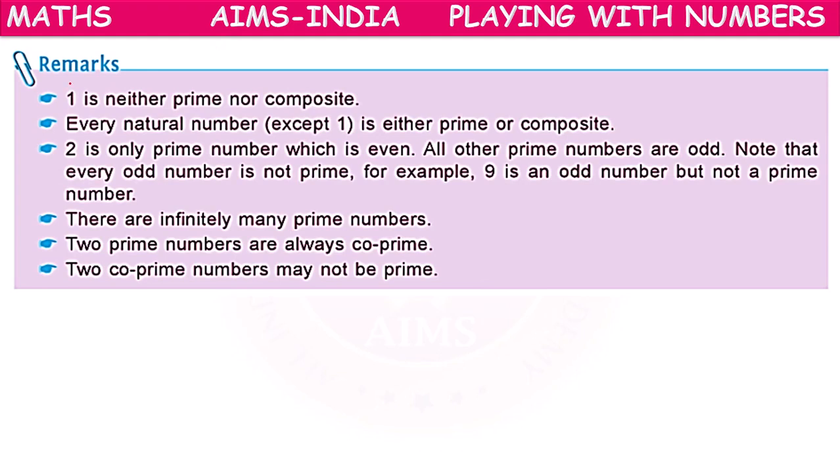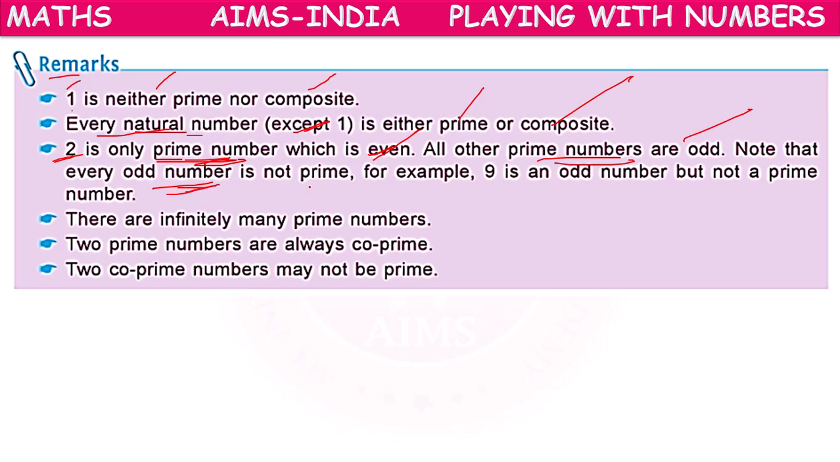Next, what we have observed, children? One is neither prime nor composite. So every natural number except one may be a prime number or a composite number. 2 is the only prime number which is even. All other prime numbers are odd numbers.